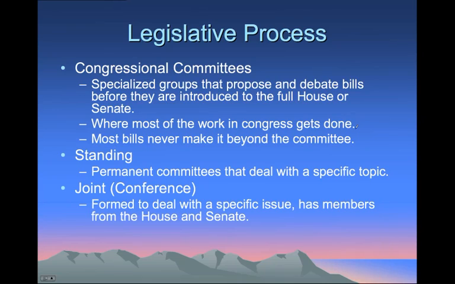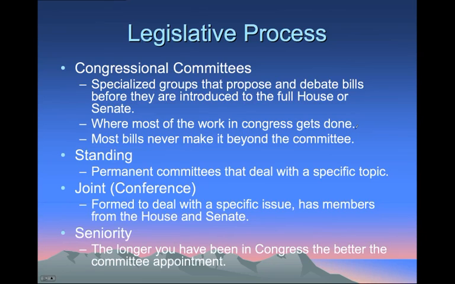Now, another type of committee is what's called a joint committee or a conference committee. These are committees that have members from both the House and the Senate, and they get together to debate a specific issue. So right now there's a joint committee that is discussing the budget and what to do about the debt, and they have to figure out how to cut the budget, or else certain rules are going to go into effect that will automatically cut the budget, and they don't want that to happen. So that's a very important committee.